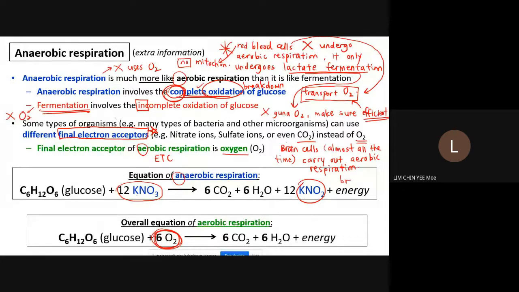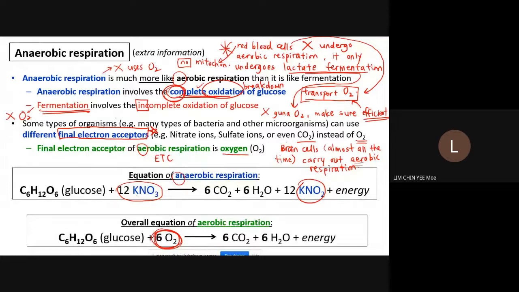This thing happens within a few minutes. If for 4 to 6 minutes the brain doesn't receive any oxygen, then the brain cells will start to die, and that will make a person paralyzed or in a coma. That's brain death. So we must make sure the brain cells always get oxygen for aerobic respiration. We can say that brain cells almost all the time only do aerobic respiration.